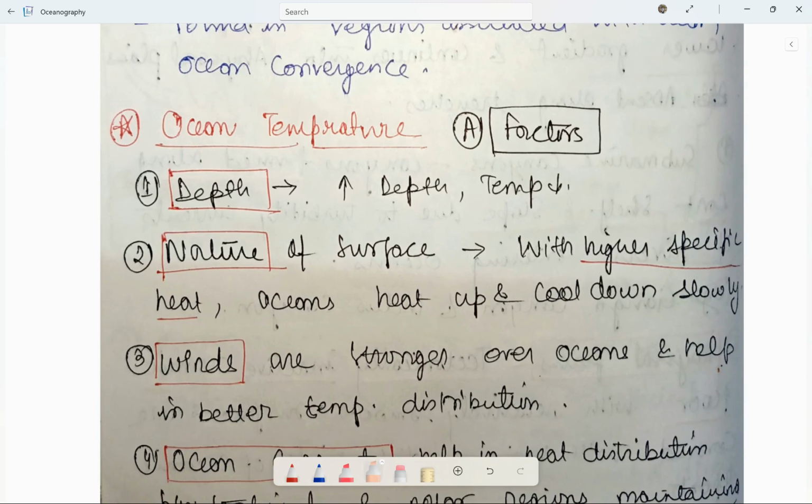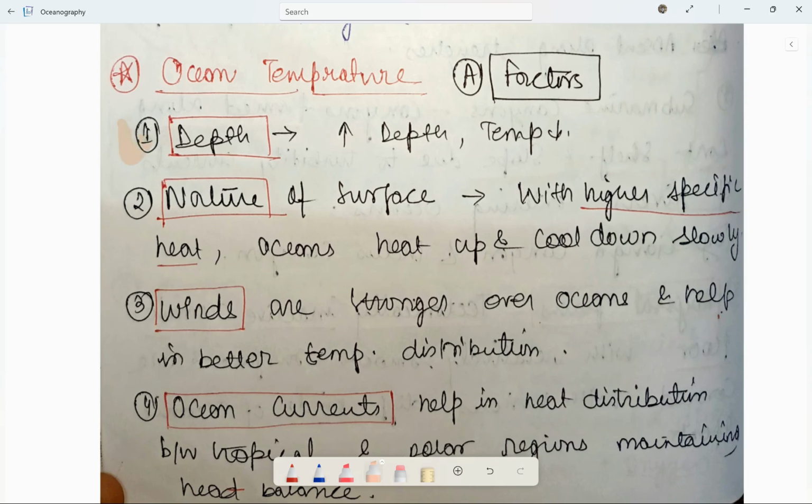Now the question is, what factors determine whether the ocean temperature will be high or low? The first and foremost factor is depth. The greater the depth of the ocean, the lower the temperature, because with the increase in depth, biodiversity starts to decrease and the sunlight received decreases, making it colder.